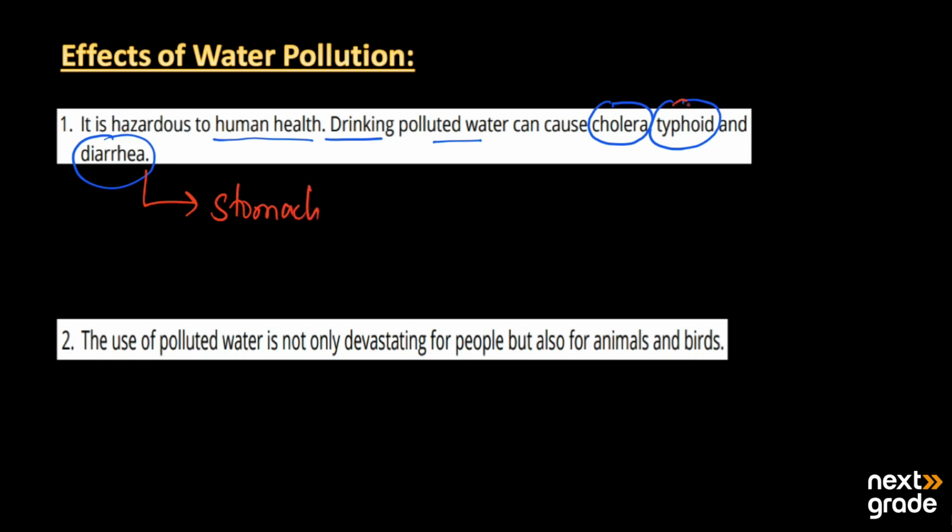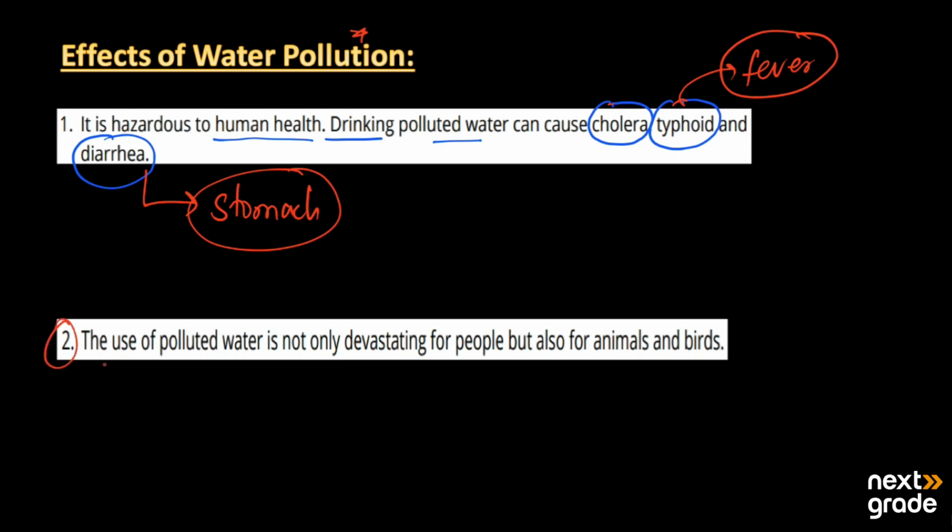Typhoid is also caused by polluted water, and it is basically a type of fever in which the person has a high fever. Diarrhea, which is also known as loose motion, and cholera are also stomach disorders caused by polluted water.